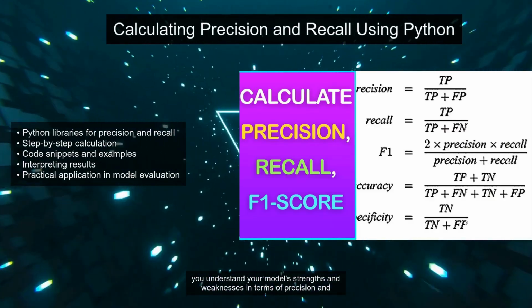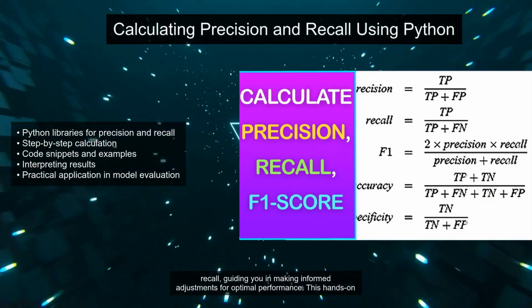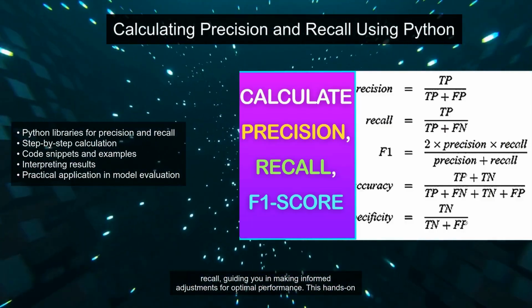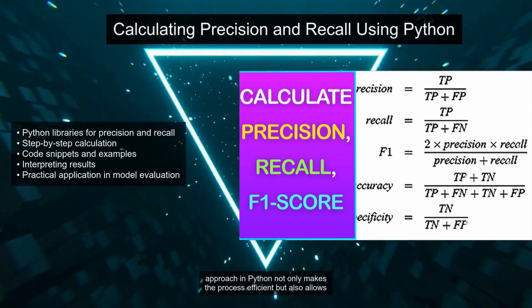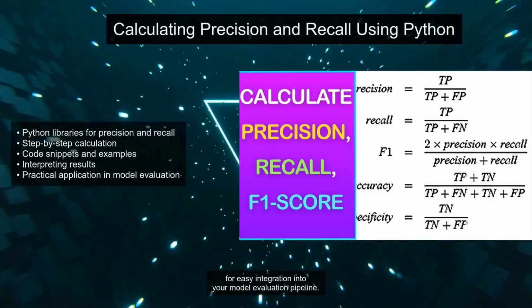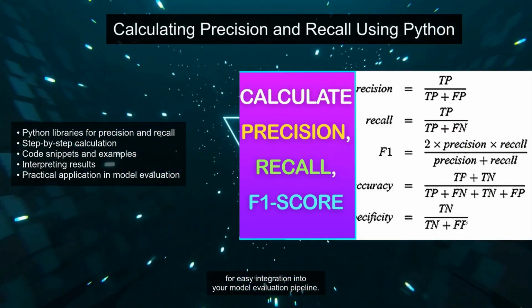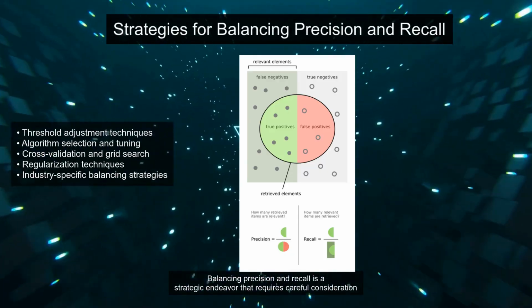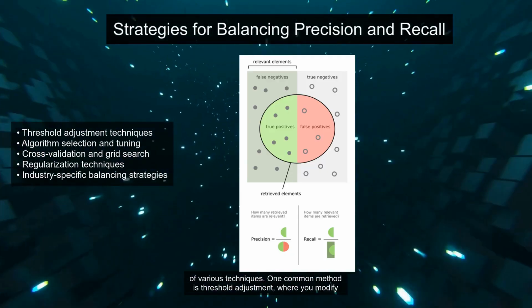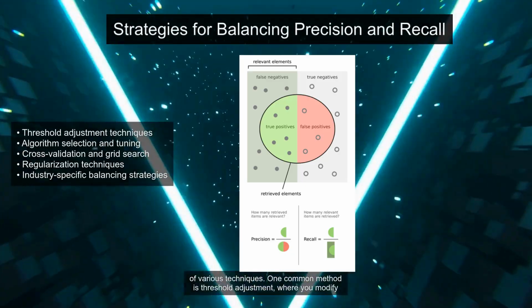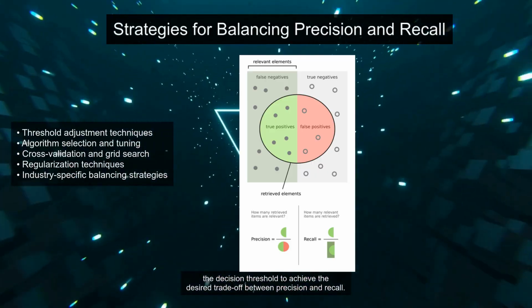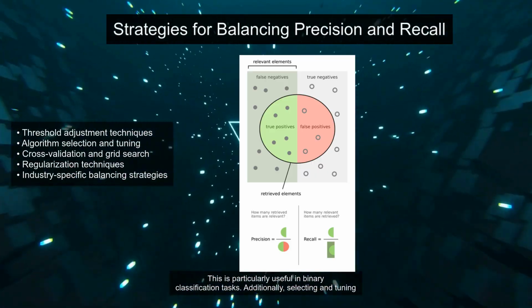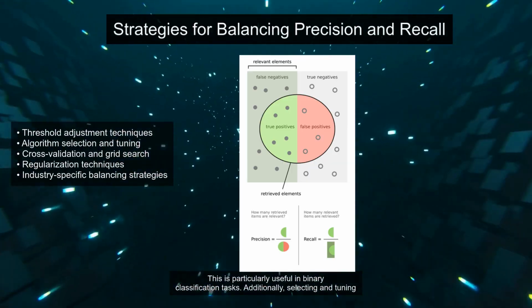Interpreting these scores helps you understand your model's strengths and weaknesses in terms of precision and recall, guiding you in making informed adjustments for optimal performance. This hands-on approach in Python not only makes the process efficient but also allows for easy integration into your model evaluation pipeline. Balancing precision and recall is a strategic endeavor that requires careful consideration of various techniques. One common method is threshold adjustment, where you modify the decision threshold to achieve the desired trade-off between precision and recall. This is particularly useful in binary classification tasks.